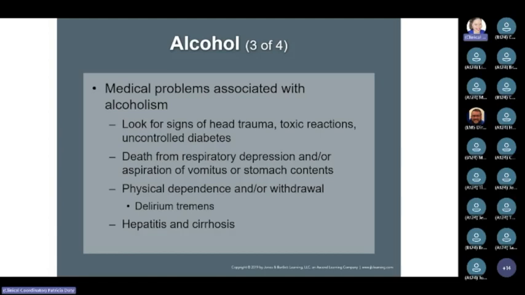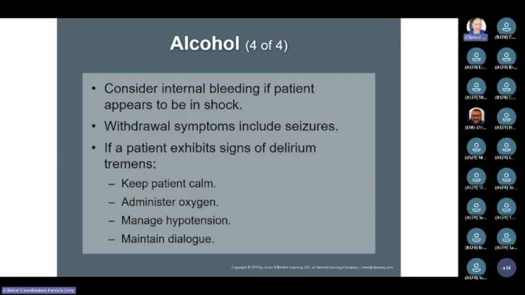Think about hepatitis and cirrhosis, guys. Liver damage is the most common. 90% of our heavy drinkers have some level of hepatitis, and you will see this increased. You can look at their face and tell. Especially later on as the hepatitis or cirrhosis gets worse, you'll have jaundice in the sclera of the eye, and you'll be able to see it immediately. Consider internal bleeding if the patient appears to be in shock. That's another one.